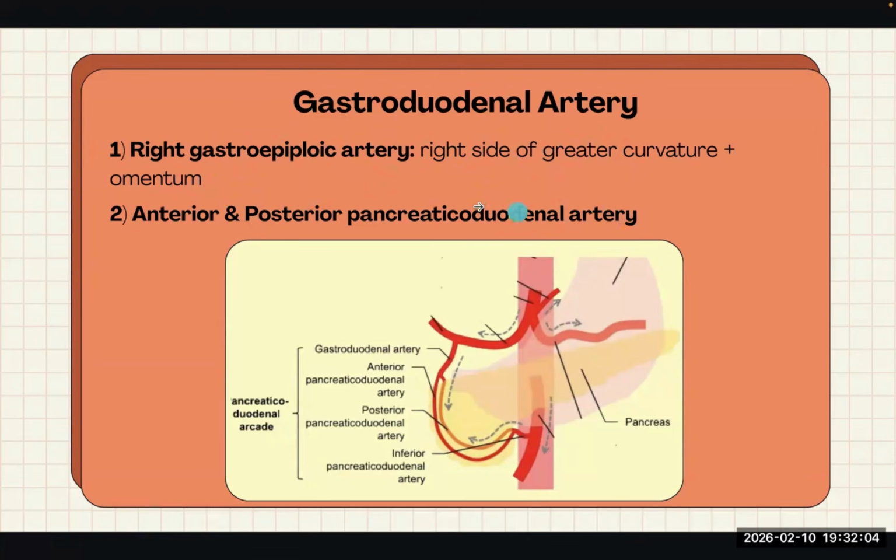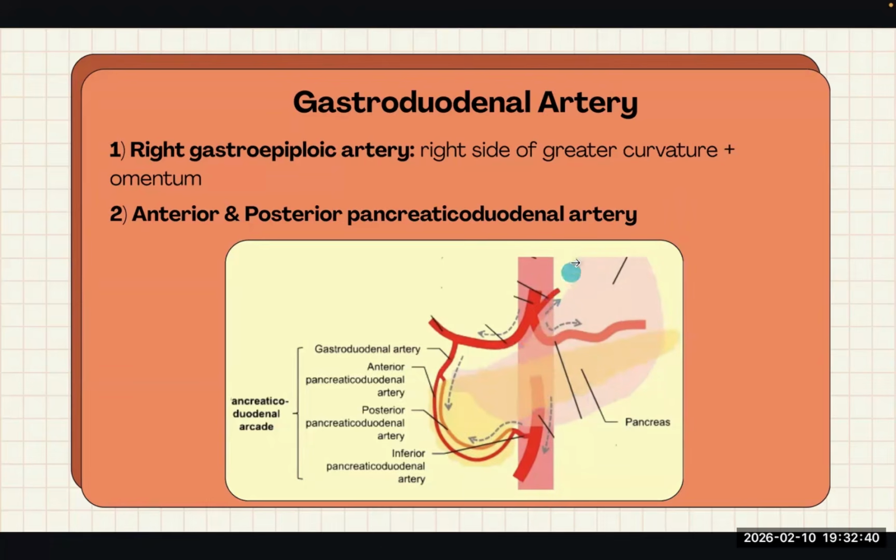And what does it supply? It supplies the right side of the greater curvature along with the omentum. So when we talked about the left gastroepiploic, where did it come from? Exactly, the splenic artery. The left gastroepiploic came from the splenic artery to supply the left side of the greater curvature of the stomach.